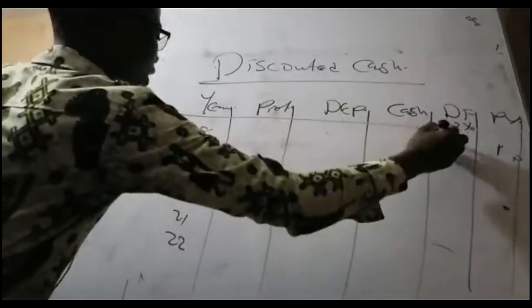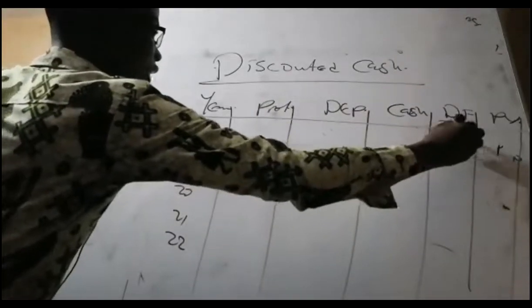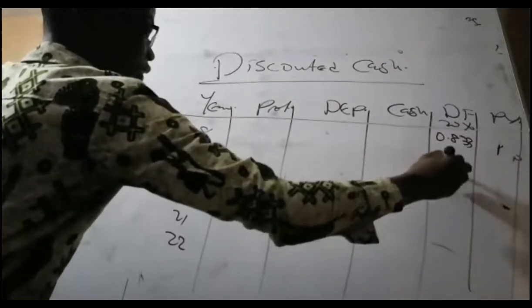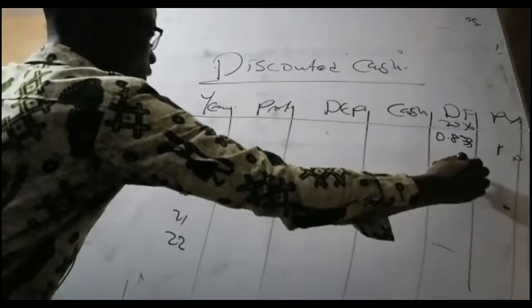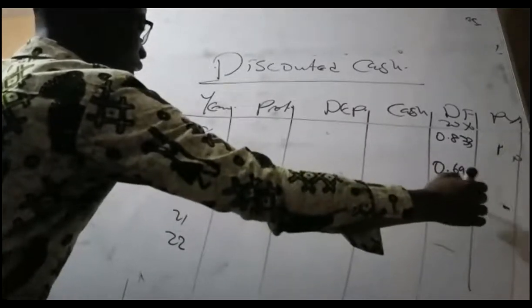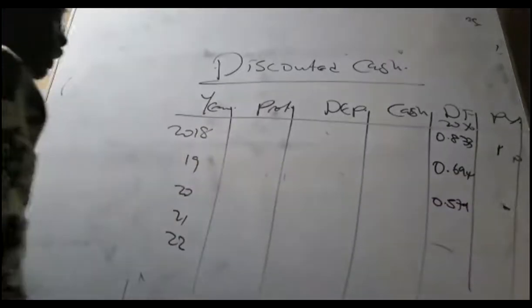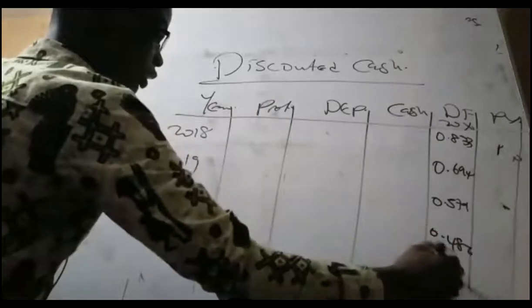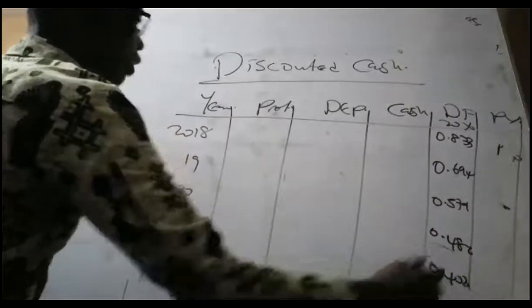Discount factor year one will be what? 0.833. Then year 2 at 20%, 0.694, 0.579, then 0.482, and then 0.402. I hope you know how to find a discount factor. You multiply this one by this one to put it in, and we are done.